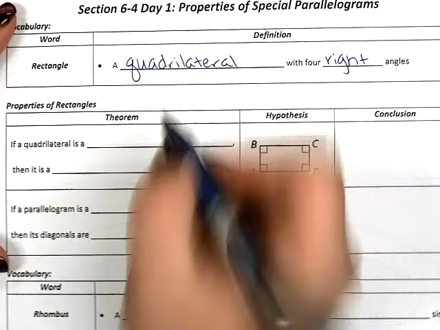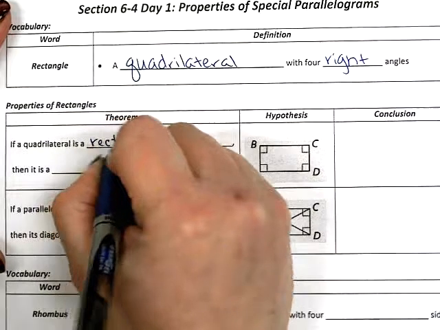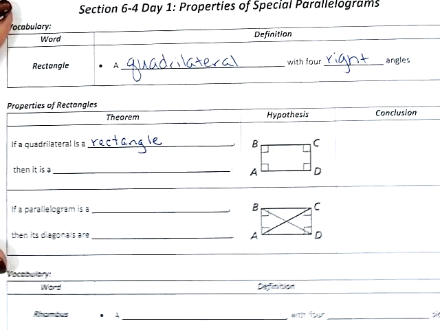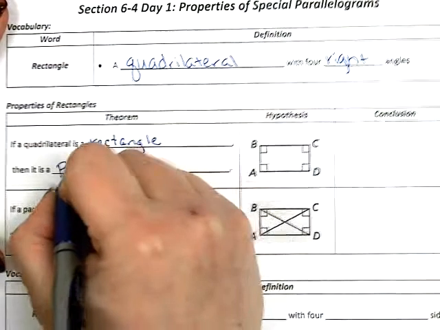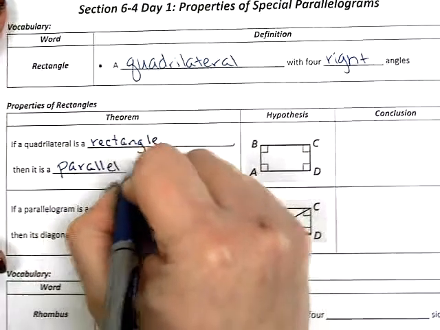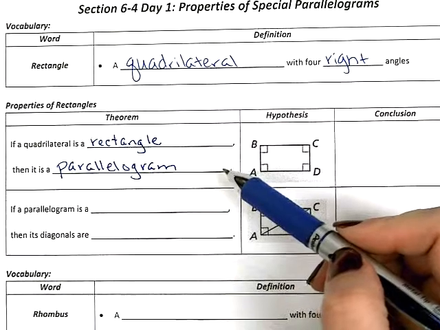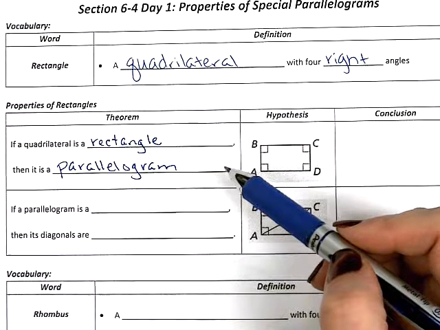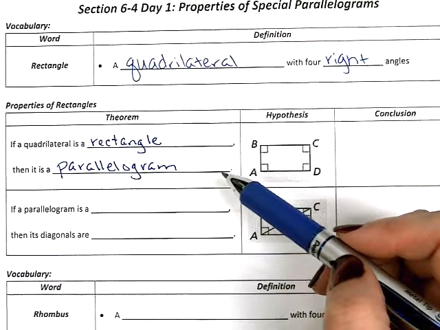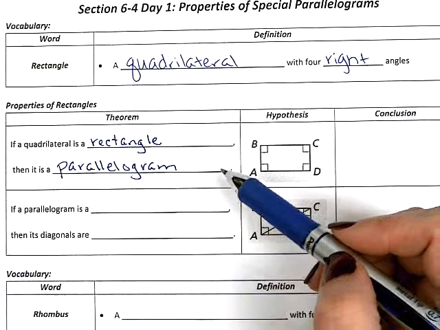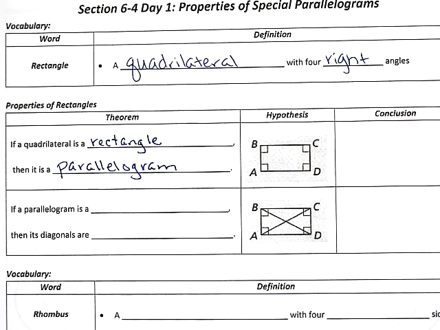So if a quadrilateral is a rectangle, then it is a parallelogram. Every single rectangle is always, always, always going to be a parallelogram. Now, sometimes parallelograms are also rectangles. Sometimes parallelograms can be a rhombus or a square. Just kind of depends on what other properties you see, okay? But anytime you have a rectangle, it is also a parallelogram, okay?